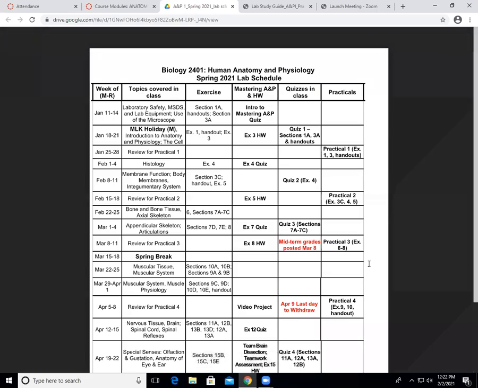So we are in the week of January. Actually, no, we're in February now. We've already finished practical 1, so February 1 through 4. And we'll go over the practical on Thursday. But we're going to go over histology today. It's exercise 4 in the lab manual. Okay. And I believe at the end of the week on Sunday, you'll have an exercise 4 quiz due. All right.